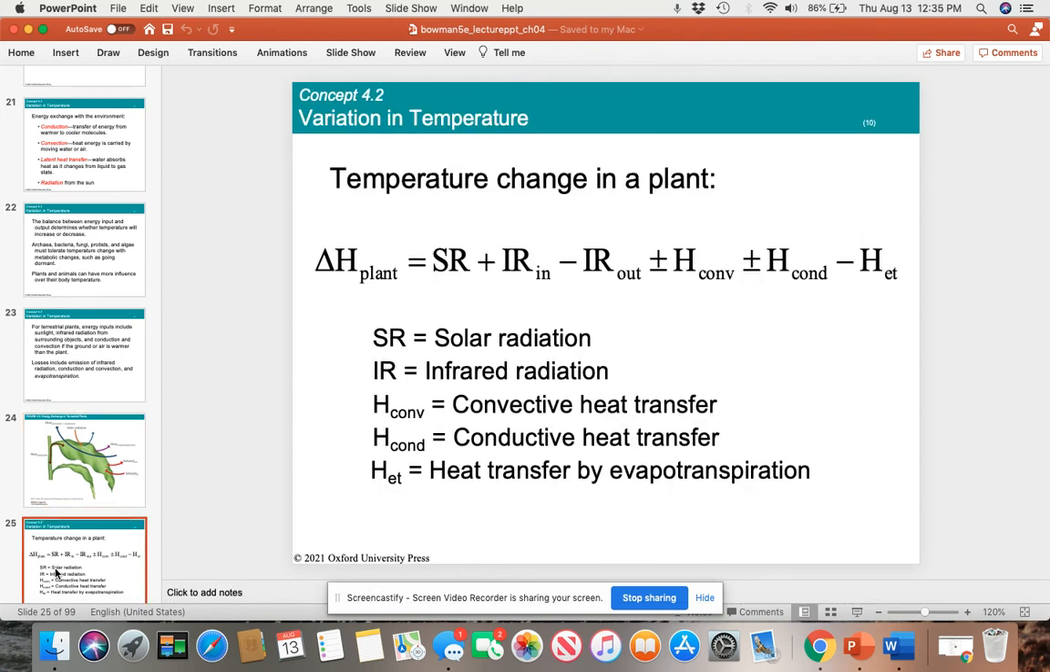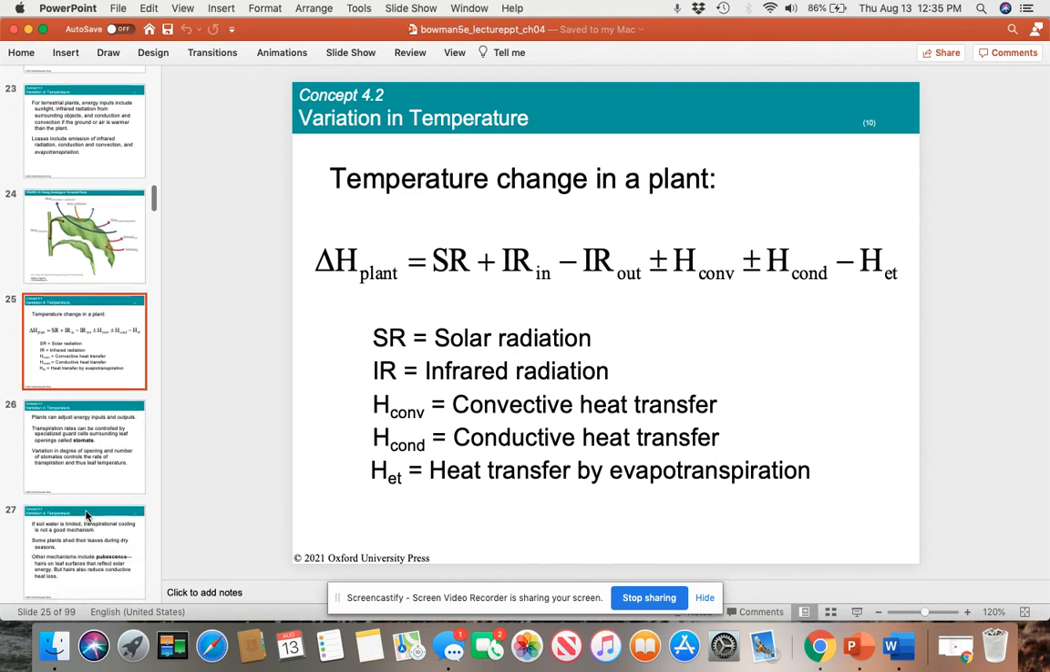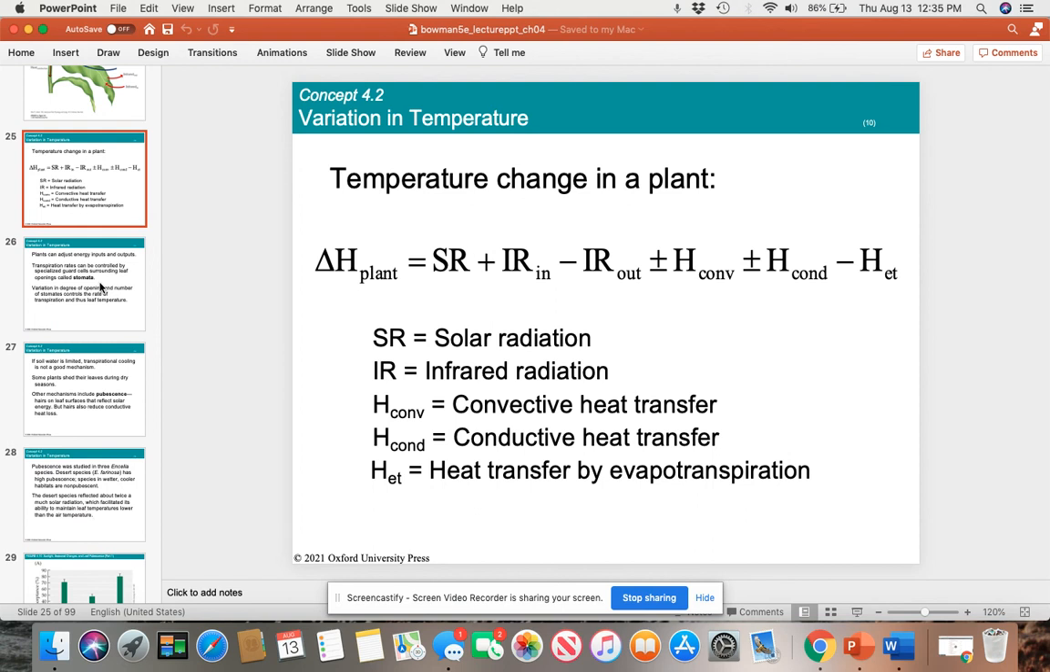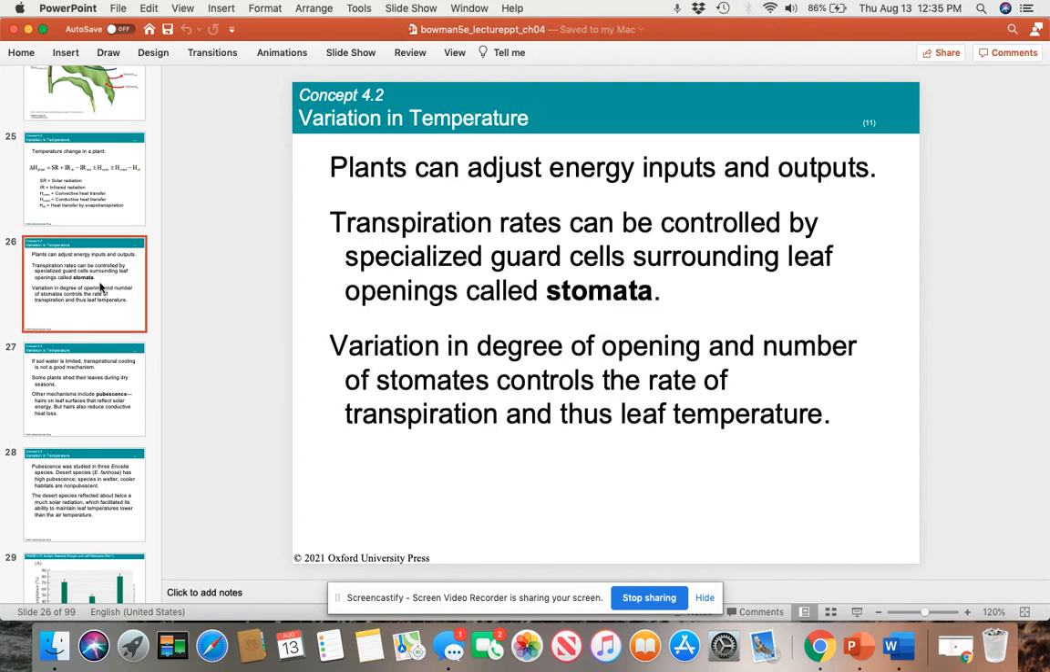So what does this look like? We can determine how temperature changes in a plant by solar radiation, infrared radiation, and then heat from convection, conduction, and heat transfer. We can actually calculate this to determine if a plant has increasing temperature or not. Now remember, higher temperature means the plant has to adjust for loss of water. And so there's a really cool way plants can do this through their stomata, opening and closing of stomata.